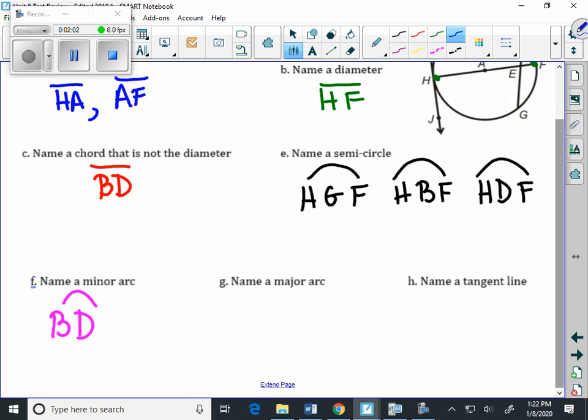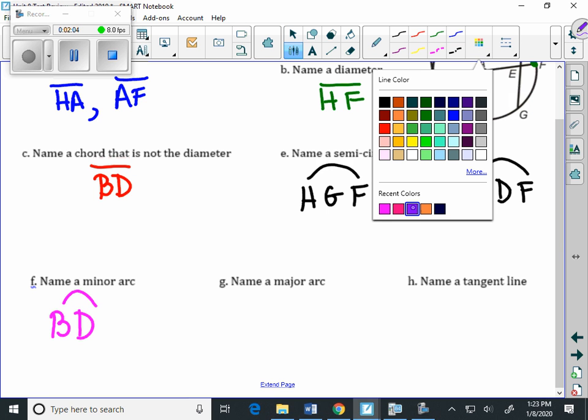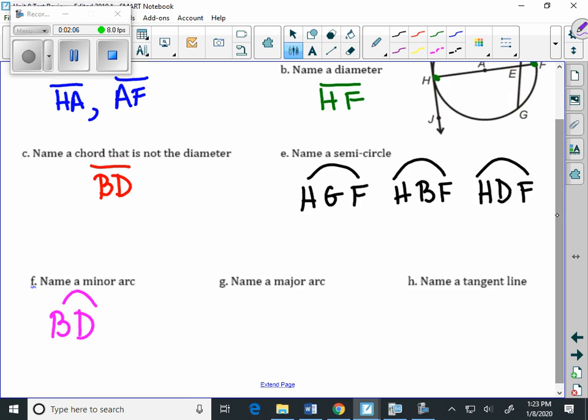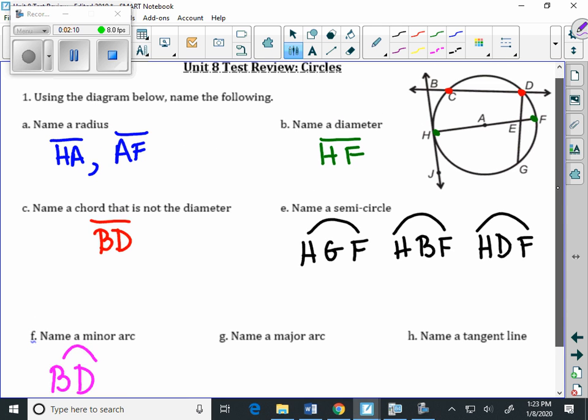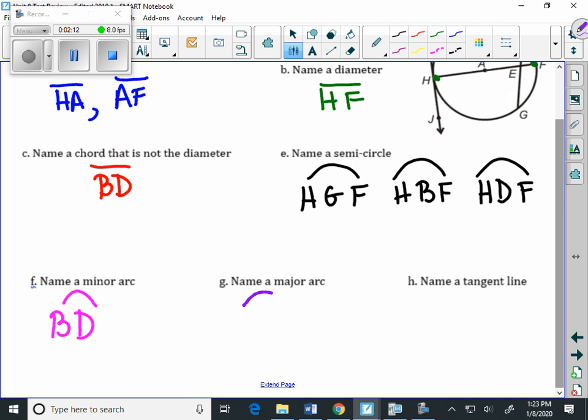Major arc needs to be bigger than 180 degrees. So I'm going to do HBG. Again, a major arc has 3 letters, sorry, 3 letters. And it needs to be bigger than 180 degrees.